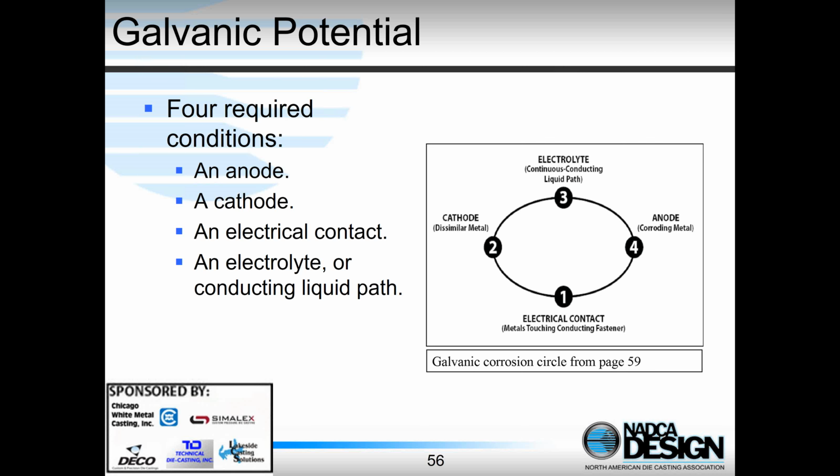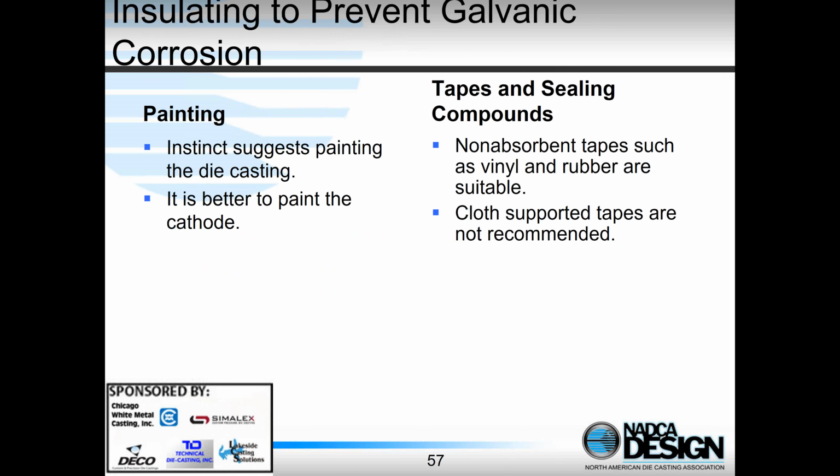If you can take one of these things away, and generally it's the electrical contact, the parts in contact, that is taken away, then you can get rid of the galvanic cell and you get rid of the galvanic corrosion potential. So this is why we look at painting, taping, sealing compounds, anything that can keep the 2 pieces of dissimilar metals from touching and corroding.